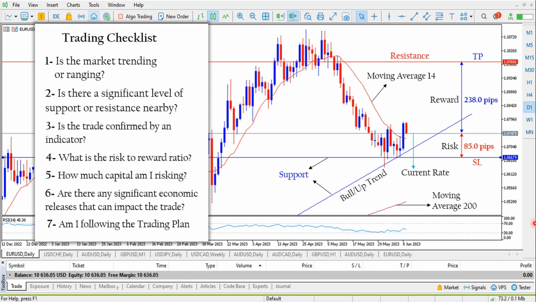Now this is the time that I place my order. Never try to hurry and place any order at the market before you have checked your trading checklist. If you want to be a successful trader, never forget to apply the trading checklist for any of your trades. So now I'm going to place my order.